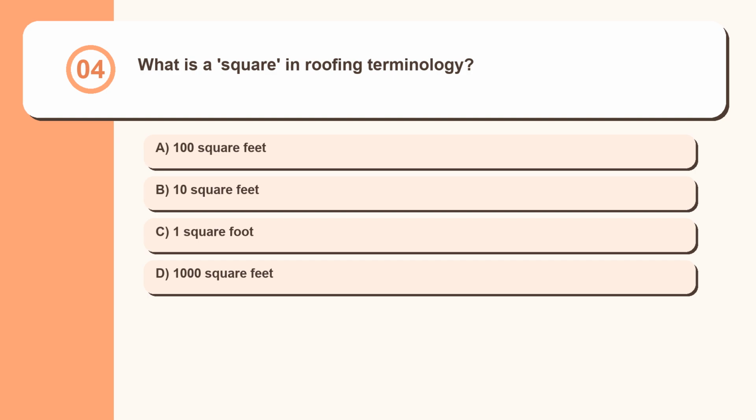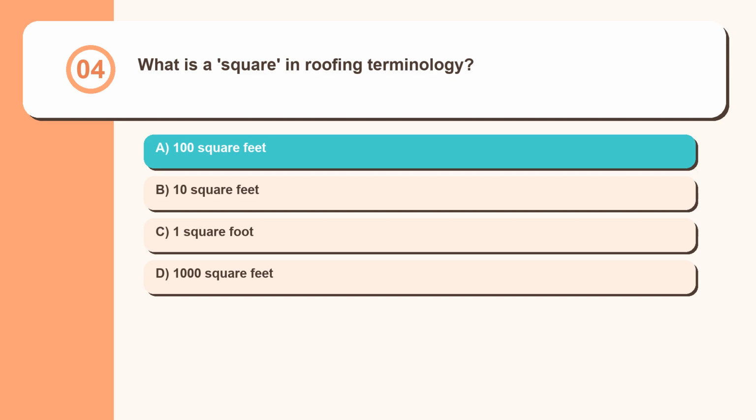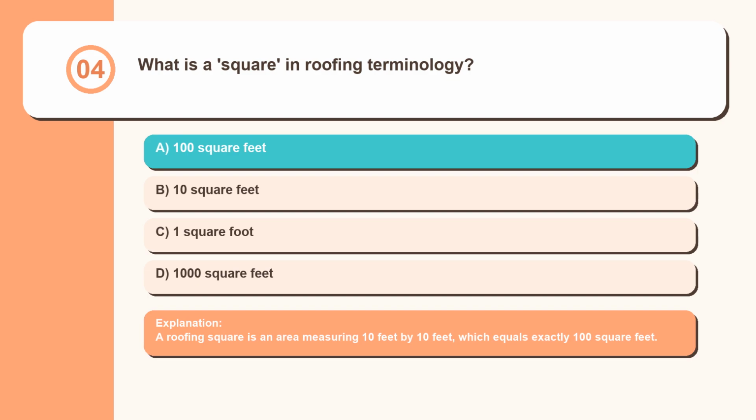Question 4. What is a square in roofing terminology? 100 square feet, 10 square feet, 1 square foot, 1,000 square feet. A roofing square is an area measuring 10 feet by 10 feet, which equals exactly 100 square feet.